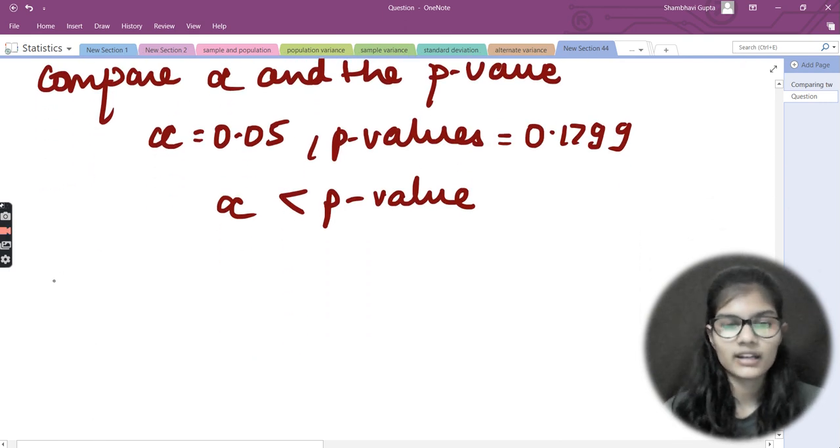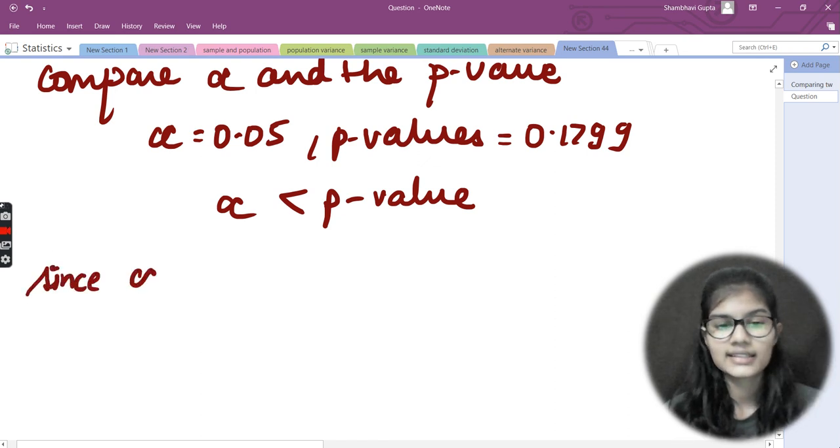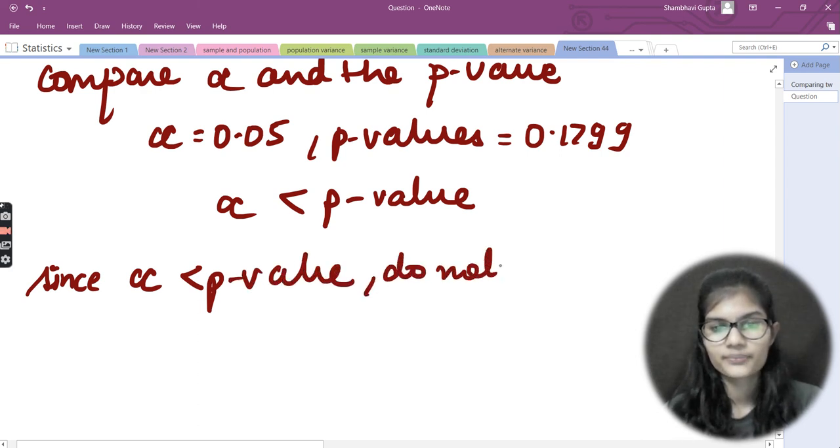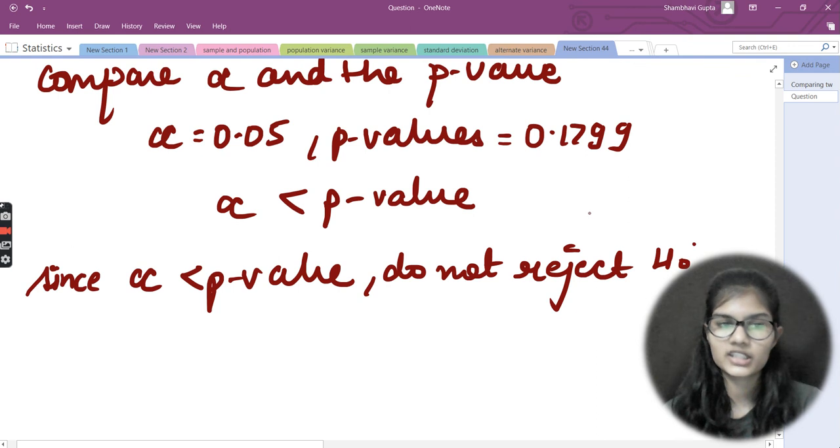So now here we can actually make a decision that since alpha is less than p value, so do not reject H naught, right? This was the condition which is satisfied, that if alpha is less than the p value, then in that case we do not reject the H naught. So that is the same which is applying here.